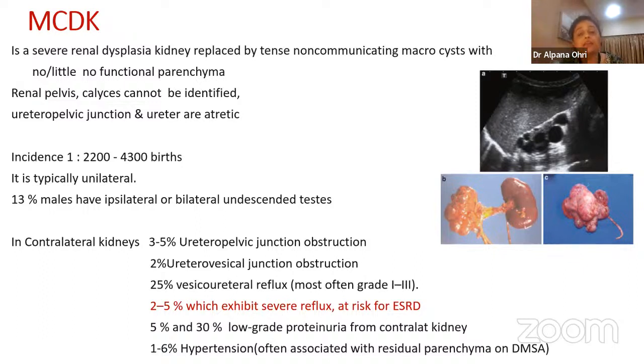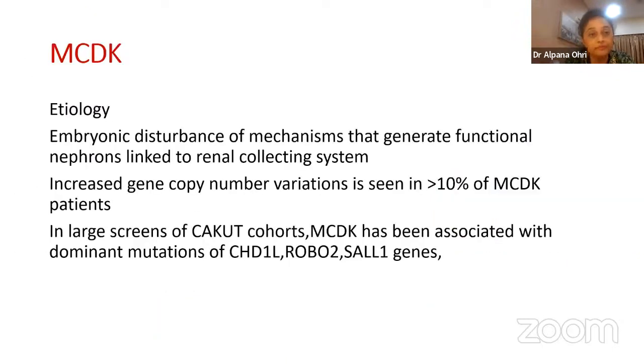5 to 30% will have low-grade proteinuria from the contralateral kidney, and 1 to 6% may have hypertension. What is surprising to see is that most of the children who have hypertension with MCDK have residual renal parenchymal activity on DMSA. Although we cannot rule out that the other kidney is also dysplastic, with a mild degree of dysplasia, this is what the literature quotes.